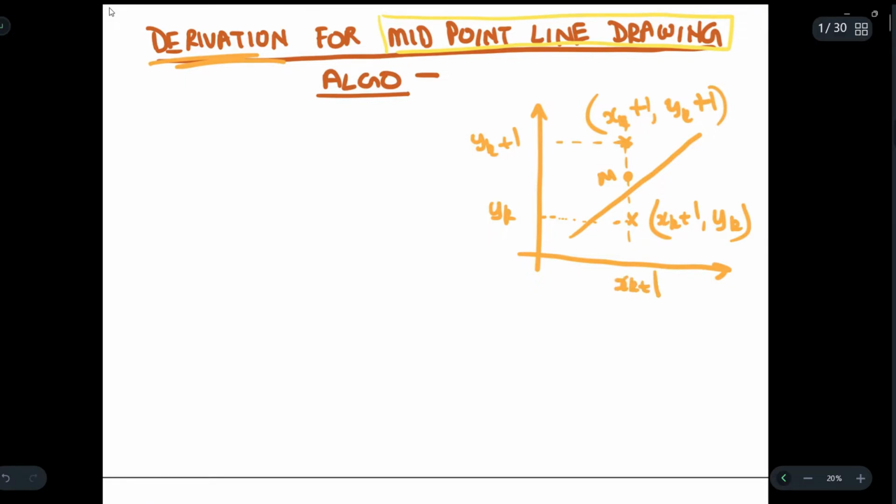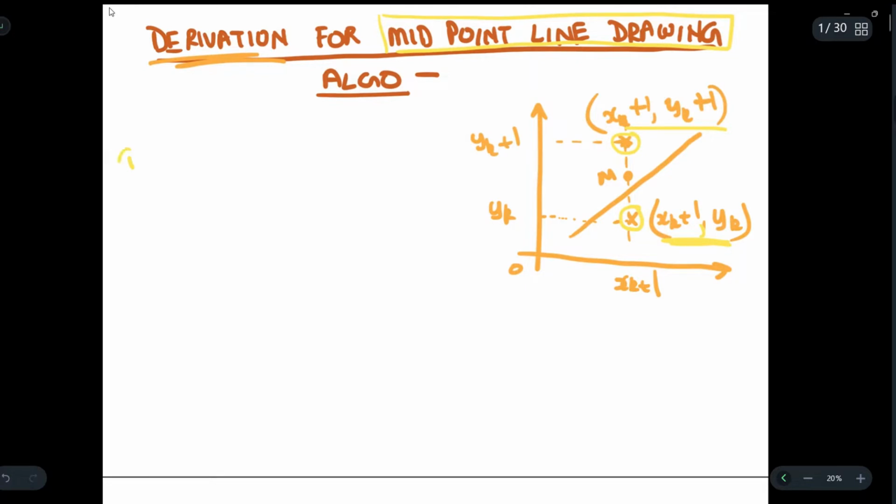Now guys, let us find out what value of the point we will take. Either we will take xk plus 1, yk plus 1, that is this point, or we will take xk plus 1 comma yk. These are the two different points, and we have to find out which one has to be taken and when.